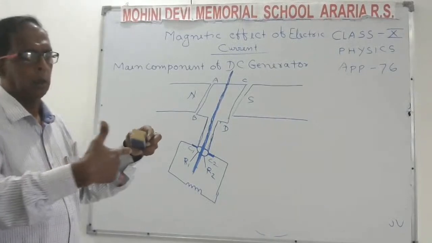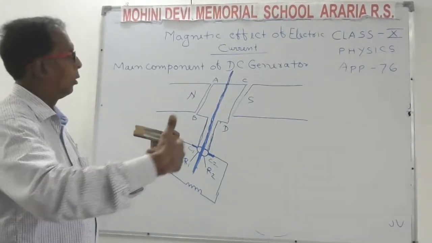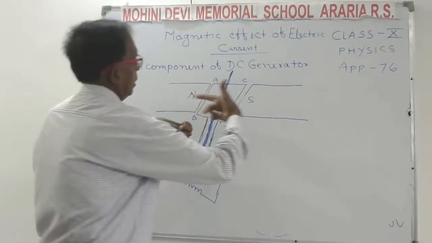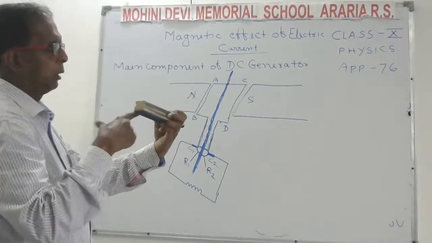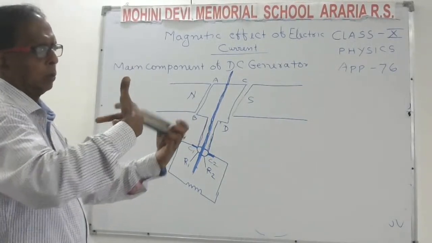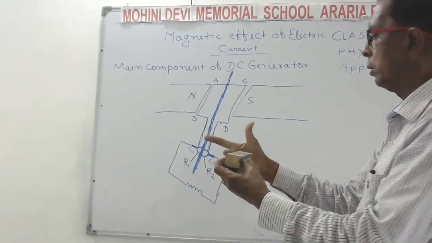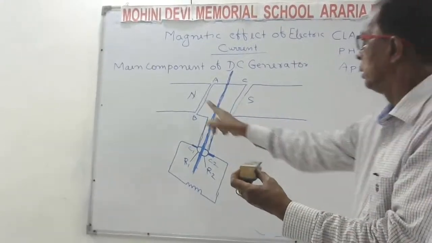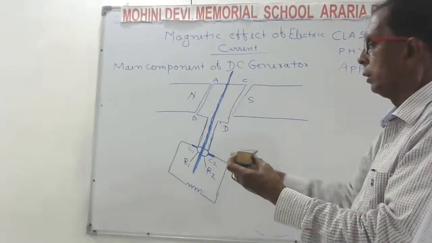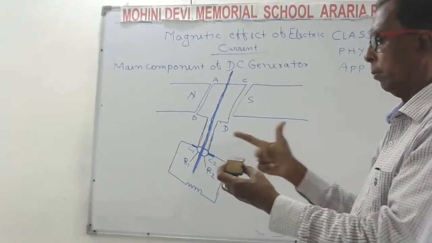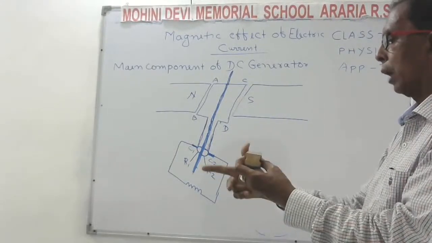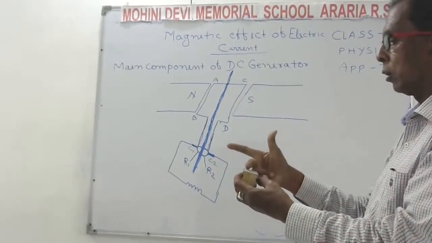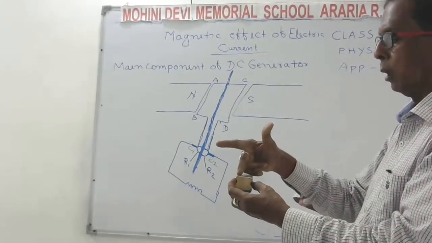This is the armature, and this is the right hand. The magnetic field is this. Now you are moving this side in the upward direction, and the current comes out like this. This is the AB side and this is the CD side. The magnetic field is like this, and you are rotating this side upward, so the current will start to come in this direction.